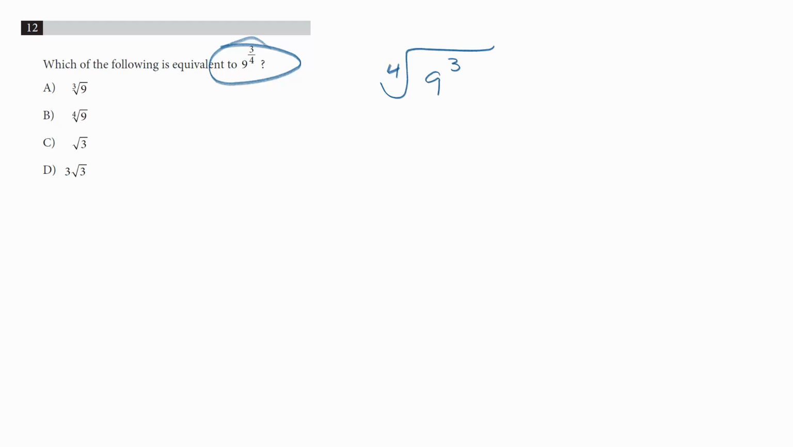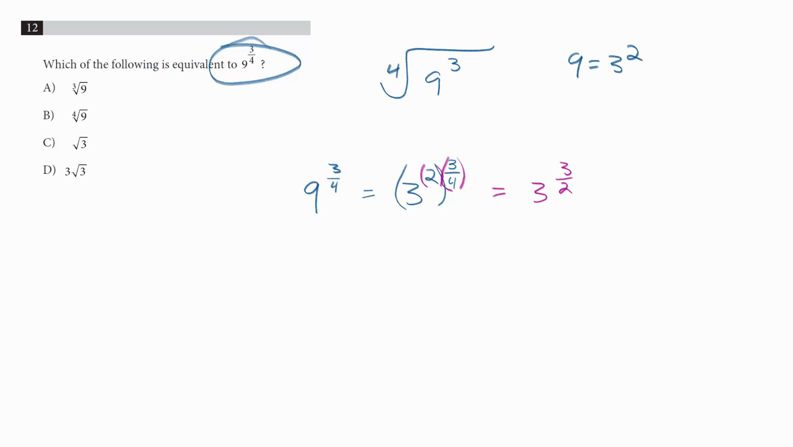We can rewrite 9 to the 3/4 as 3 squared to the 3/4 because 9 equals 3 squared. Now if we leave it in this format, we can then treat the 3 as being raised to 2 individual exponents. So if we simplify 2 times 3 over 4, we get 3 raised to the 3/2. Now this means that we have things a little bit simpler.